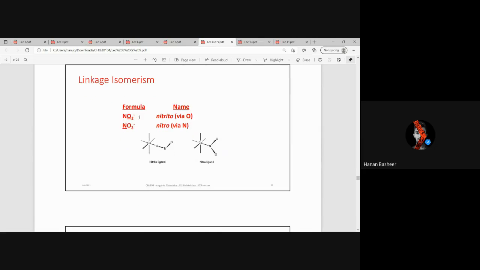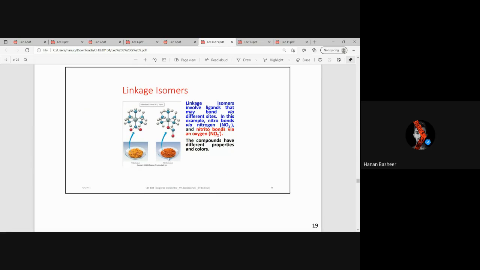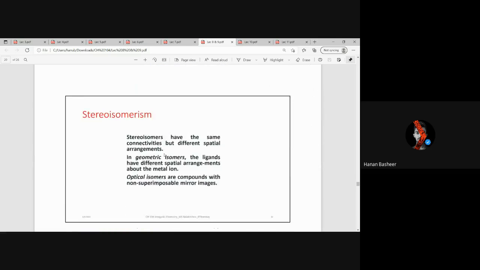Then linkage isomerism, different spots from where the same atom of the same molecule can link to the central atom. So this is nitrito. It is NO2 minus joining through oxygen, or nitro via N. Linkage isomerism is the one where there can be different linkage points. Similar to the previous one, we have seen that color changes will occur also. This is yellow and this is red.